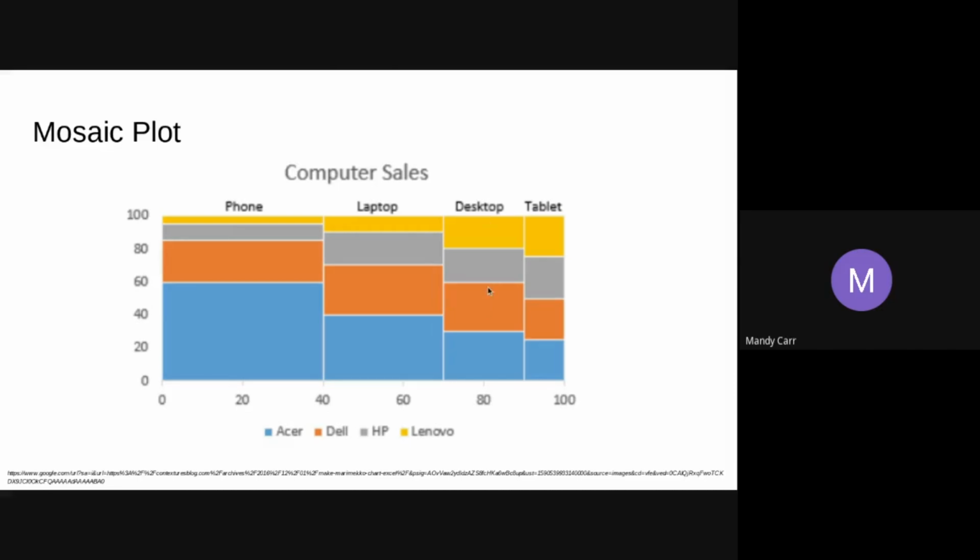I think on desktops, it's pretty close between the blue and the orange here, but I think the orange is a little bit bigger. But on desktops, if the orange is the biggest, that means the desktops that sold were mostly Dells. And then here on tablets, you can see that all 4 of those are pretty close to being the same size. So those are pretty even. And then laptops kind of matched what was on the phones. Mostly Acers. The fewest that sold were Lenovos. But this is a mosaic plot.